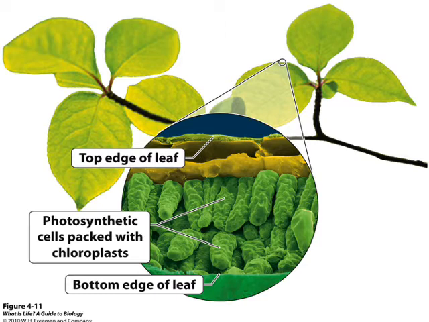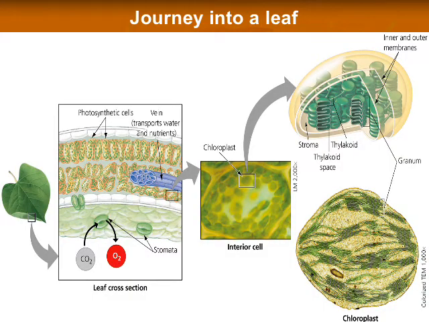The bottom edge of the leaf isn't quite so clear, but there's a layer of cells similar to that on the bottom edge of the leaf. And then in the middle of those two layers of epidermis are the cells that are responsible for most of the photosynthesis. They are green and they're packed with chloroplasts. You have a picture similar to this, or this exact picture, on page 189 of your books.